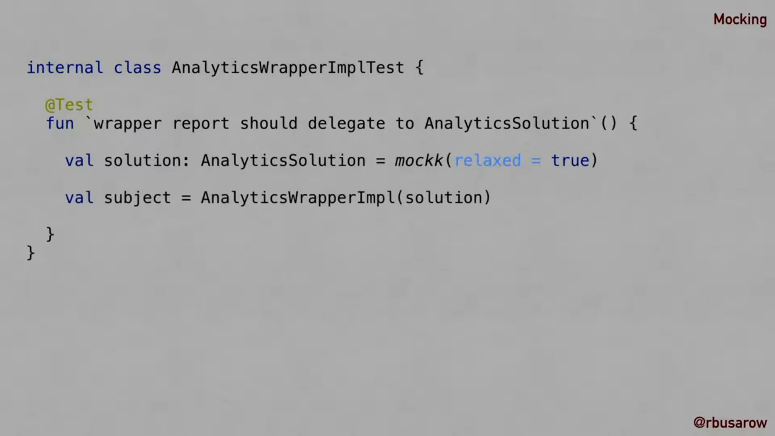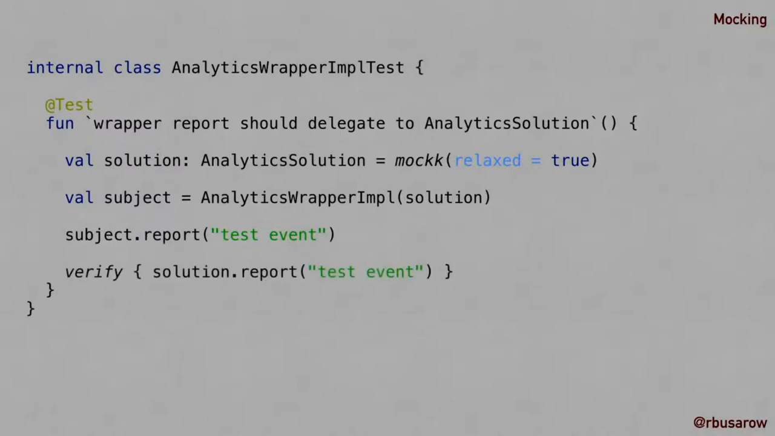Now, we can create our subject as normal, and we can invoke the report, and that's going to work, even though we haven't stubbed out any functionality for our mock, because we have this relaxed keyword in our analytics solution mock, which says anything which is a unit, just return a unit. Anything which returns an int, return one, et cetera. It gives lazy generic responses for everything. And now we can use verify to say, okay, since we've called report on our subject, now our mock has had that corresponding call made to it, so we can verify that our delegation is working properly.